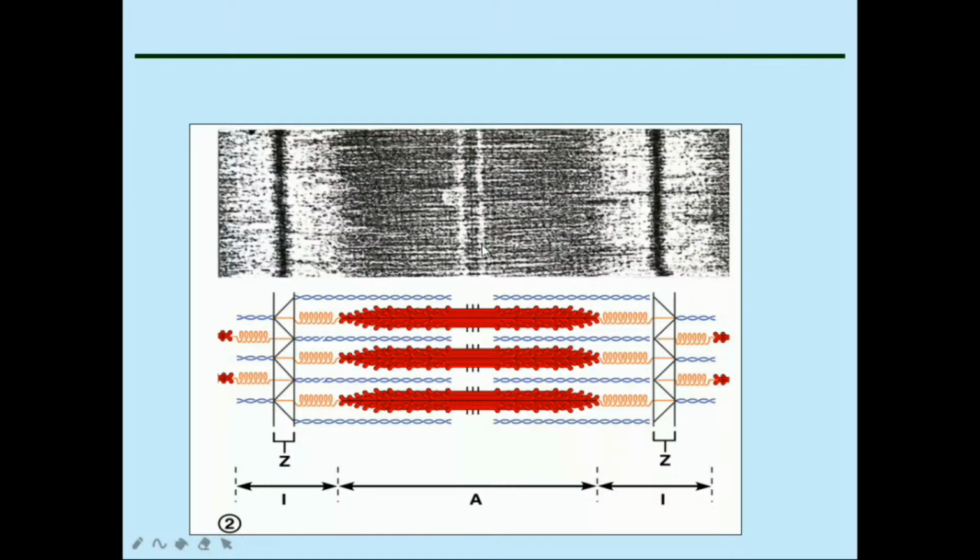So this central portion of the dark band, which appears light because there are no overlapping actin filaments, is now called as H band. And in the center of this H band there is a line which is called as M line, and this M line represents the connective tissue which is interconnecting the adjacent myosin filaments.